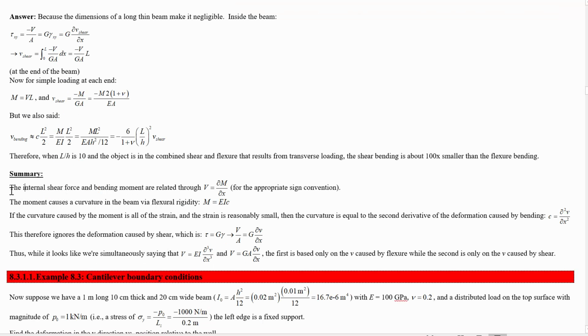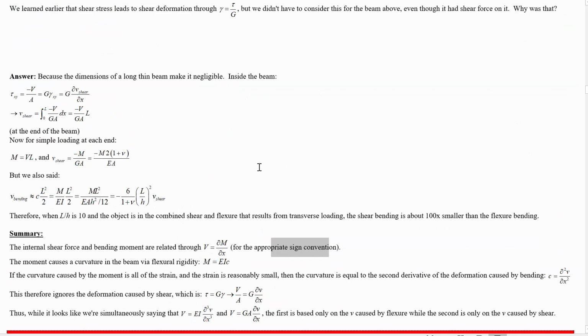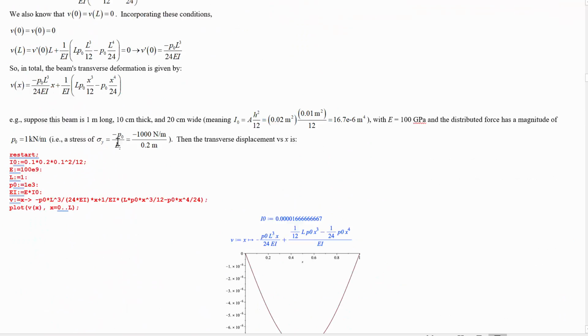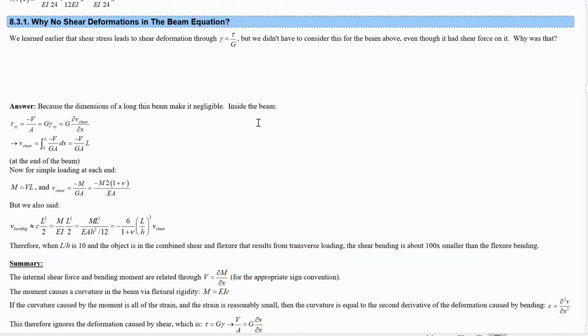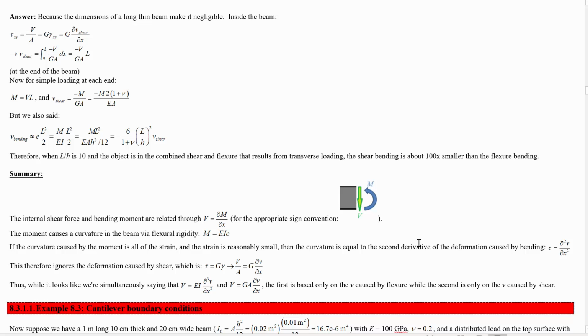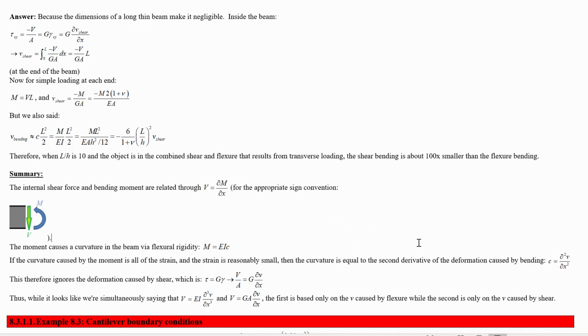Okay, so summary. The internal shear force and bending moment are related through this equation that we had earlier. For appropriate sign convention, we have to set the V to be in the right direction compared to the bending moment to get that to work. Let's put that here. And what else? The moment causes a curvature in the beam via the flexural rigidity. So the moment is leading to a curvature via flexural rigidity here.